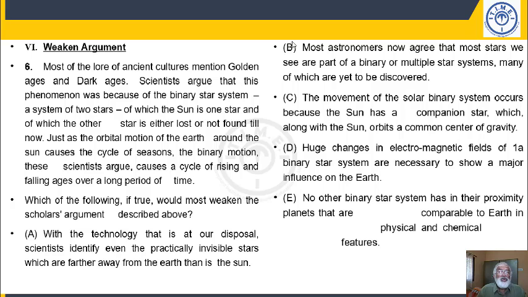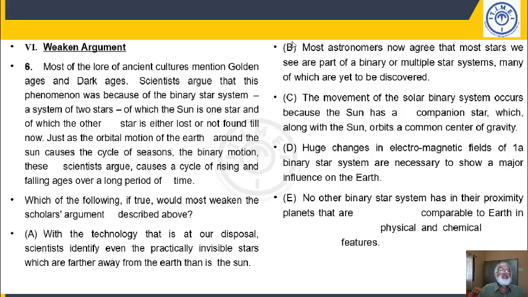Huge changes in electromagnetic fields of a binary star system are necessary to show a major influence on the Earth. So, which means we have to study the electromagnetic fields to show how they influence Earth. We are not talking about that. We are saying you want to weaken the argument which says maybe there isn't a binary star, or maybe the binary star doesn't have this kind of strength to bring about what you're talking about. E. No other binary star system has in their proximity planets that are comparable to Earth, which means we are unique, which doesn't weaken the argument.